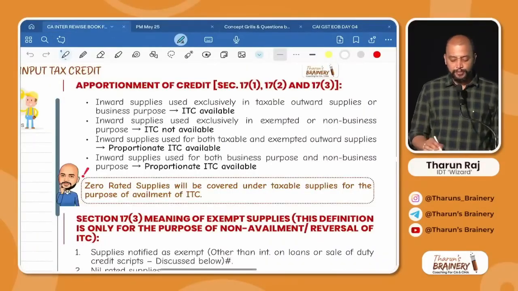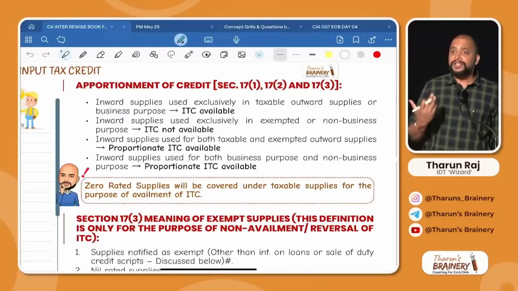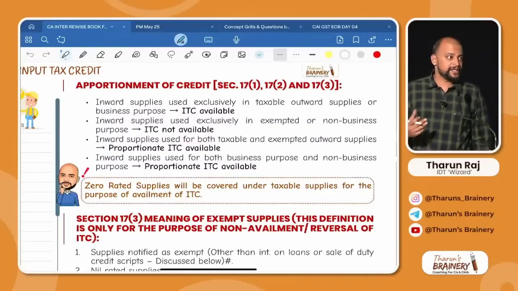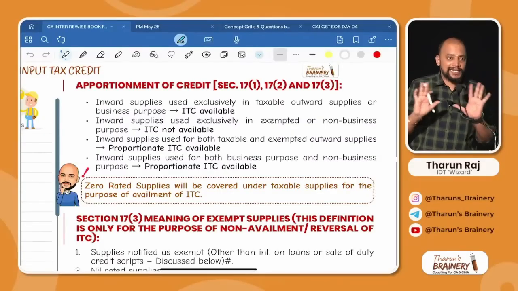So that is this about proportionate ITC, and all details will be given in the question itself, like how much is exempted, how much is taxable, how much is for business, how much is non for business, everything will be given. Only thing you need to just do the computation. If you have an idea, that is sufficient.